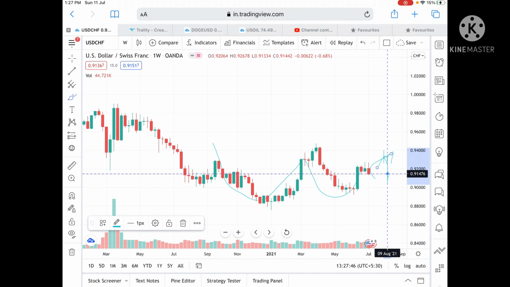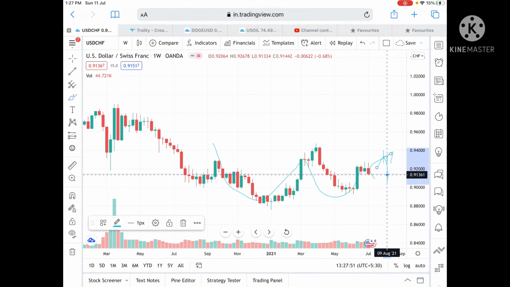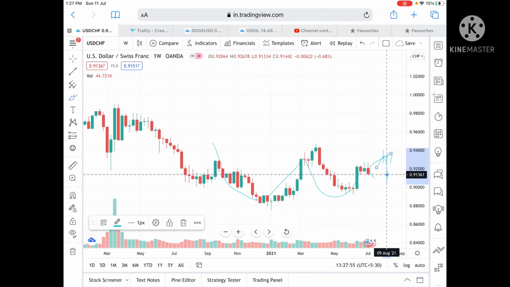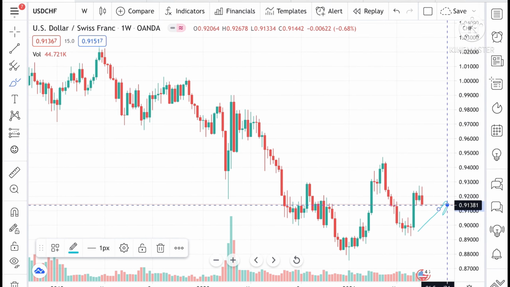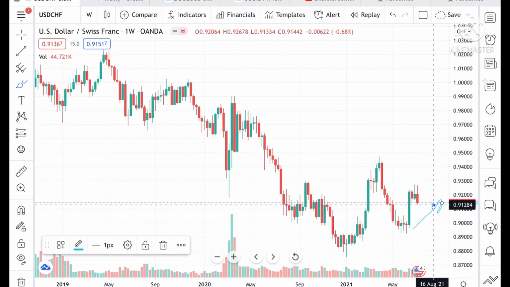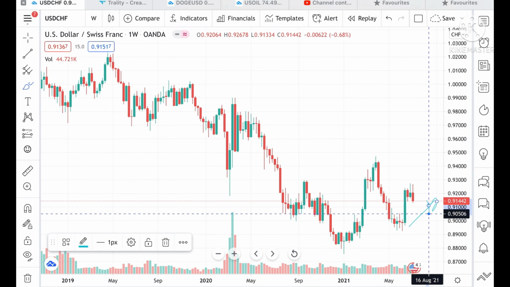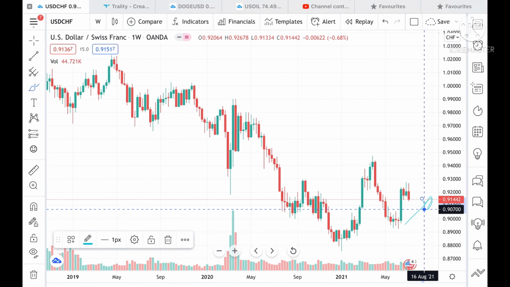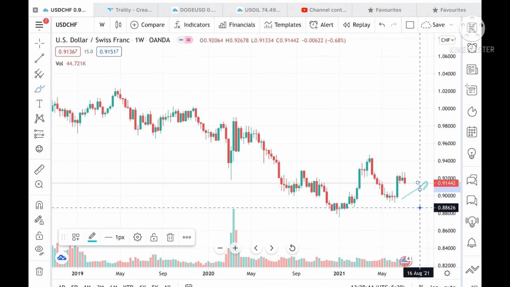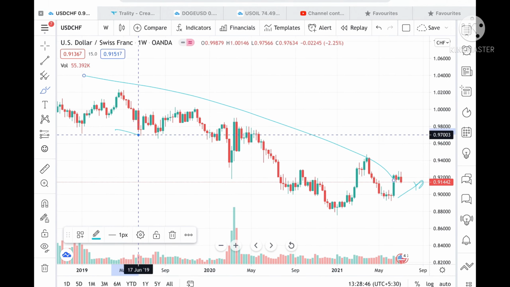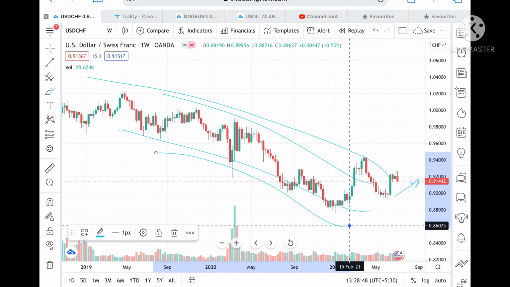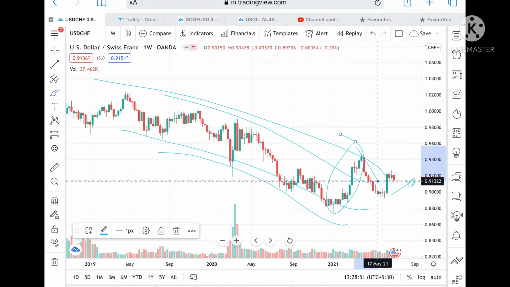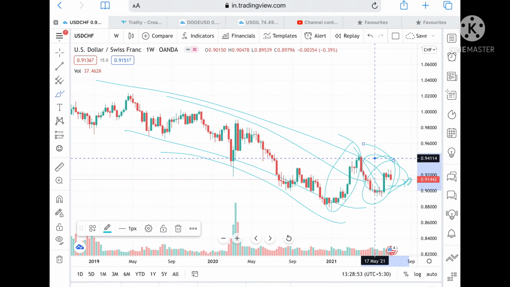If it goes below this level, then we can see a level of 0.93181, and from there we can see a level of 0.90506. If you have any doubt, you can mail me, because we can see a trend reversal in this pattern. We have seen this pattern has gone, and once this range breaks upside or downside, we can see further movement in the price of USD CHF.